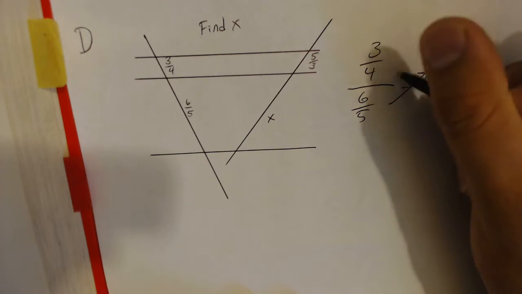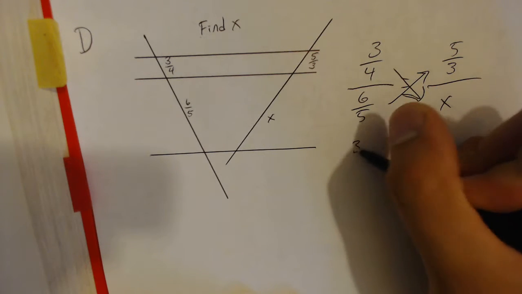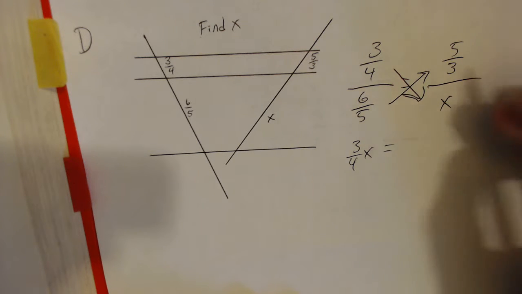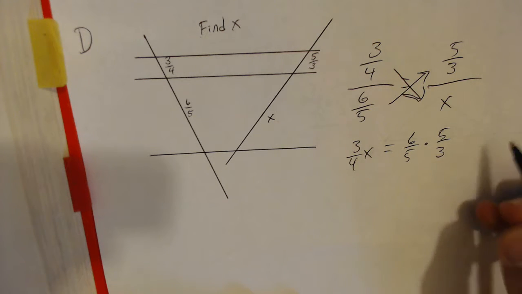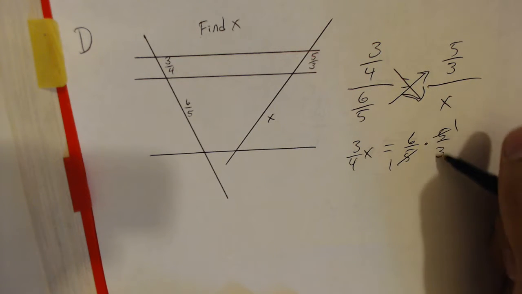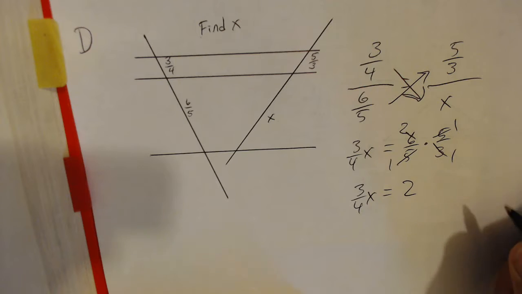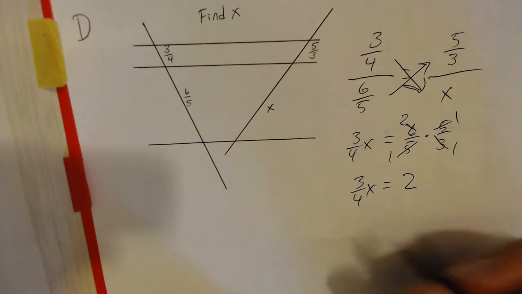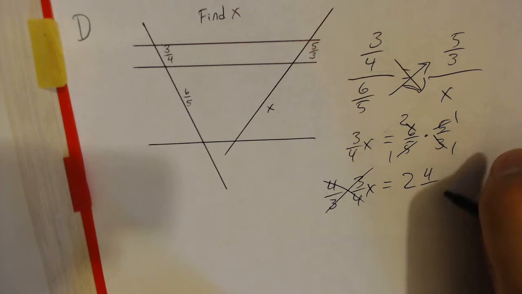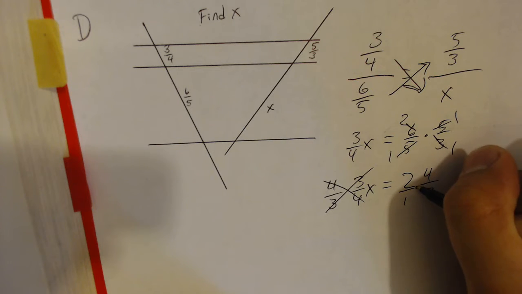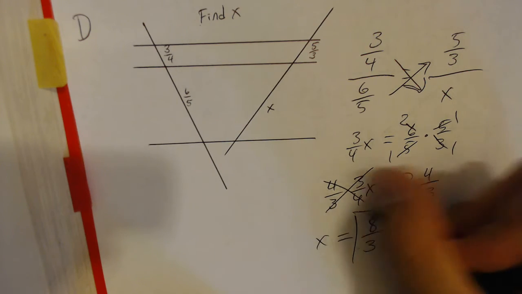To solve this proportion, we cross multiply. That helps us rewrite the problem, so this gets rewritten as 3/4 times x equals 6 over 5 times 5 over 3. Before we multiply, we can cross cancel. Those will both turn into 1. That becomes 1, that becomes 2. So then we just get 3/4 x equals 2. To solve for x, we multiply by the reciprocal or the inverse to cancel those out, and then we do it to this side as well, turning that 2 into a fraction. 2 times 4 gives us 8 over 3. So the value is 8 over 3.